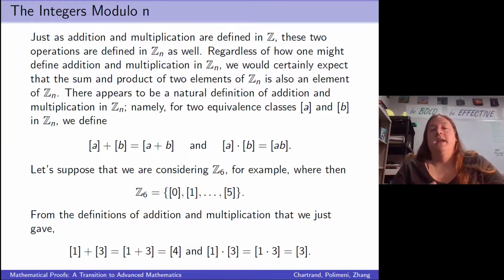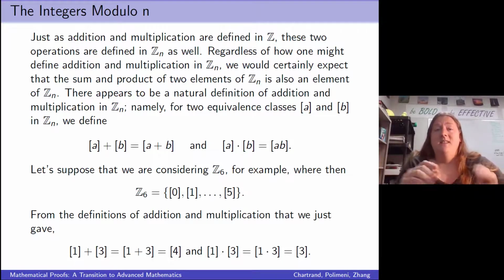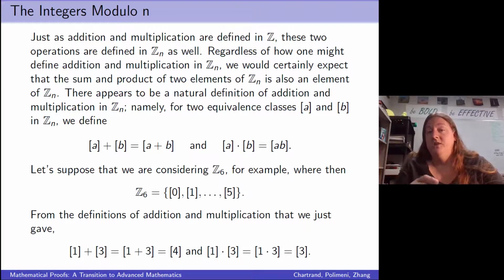Let's look at the integers modulo 6. If I take two elements from the integers modulo 6, say the equivalence class of 1 and the equivalence class of 3, and add them together, I get the equivalence class of 4. And that works. The integers that have a remainder of 1 added to the integers that have a remainder of 3 equal the integers that have a remainder of 4 when we're dividing by 6.